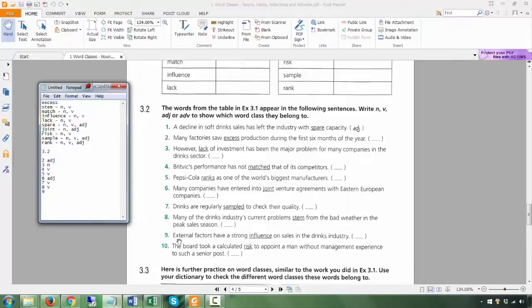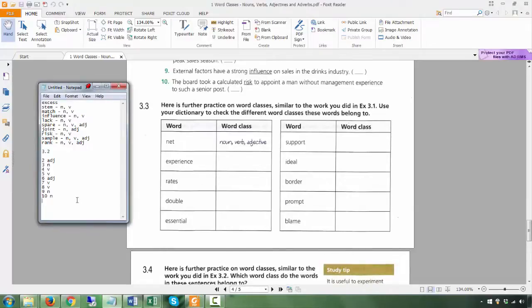In the present simple tense, external factors is your subject. Have is your verb in tense. You always have a noun, right? Influence is the noun. Strong is the adjective. So influence is a noun. And the board, subject, took, past simple tense, verb. Risk, calculated is the adjective. Risk is the noun. Okay, and exactly the same thing for 3.3.